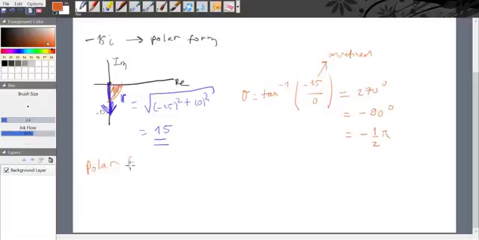The polar form is equal to the modulus, 15, times e to the power of j times minus a half of pi. So that's how you transform this rectangular form into the polar form.